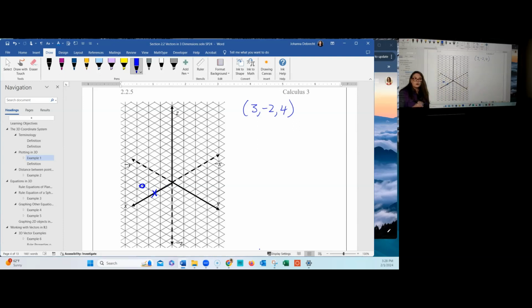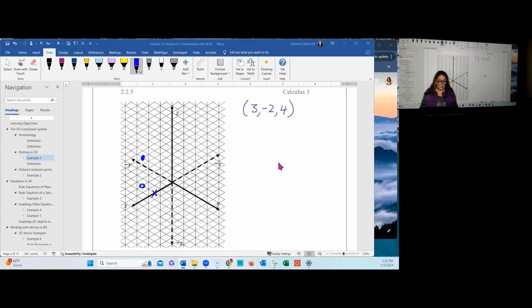And then the last coordinate is 4. So I want to move 4 units in the Z direction. Well, the Z direction is this line right here, so I need to move parallel to that. Parallel to that would be directly on this set of grid marks right here. So I'm going to move up 1, 2, 3, and 4. That would put my final point right there.